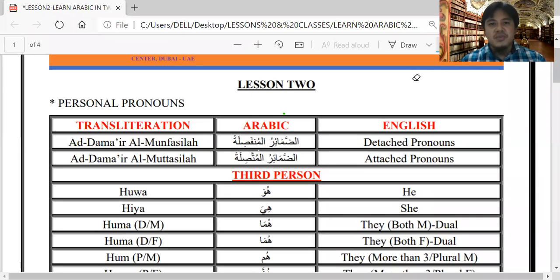Welcome everyone to our lesson 2 for learning Arabic in 2 months. Our lesson 2 will be talking about the personal pronouns.